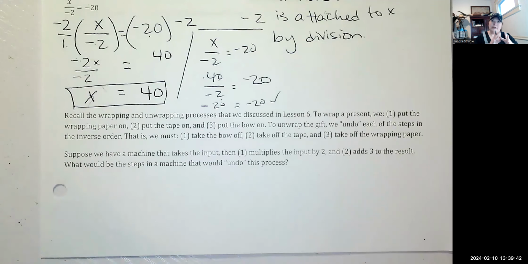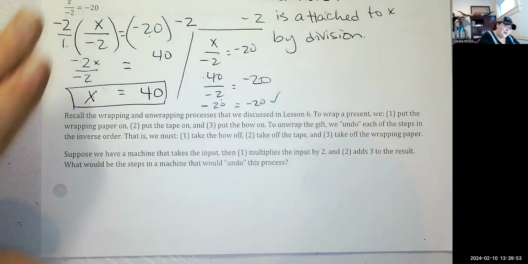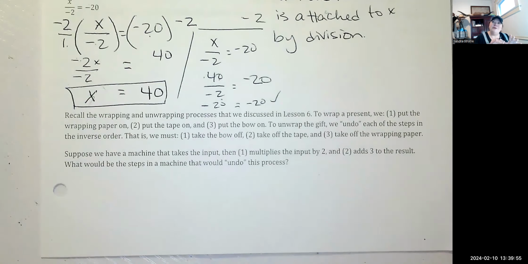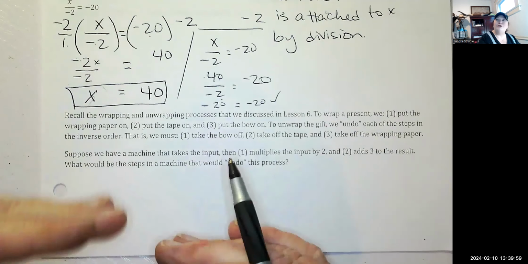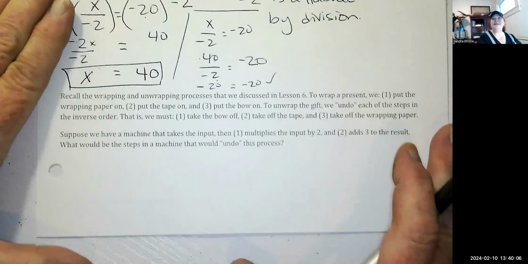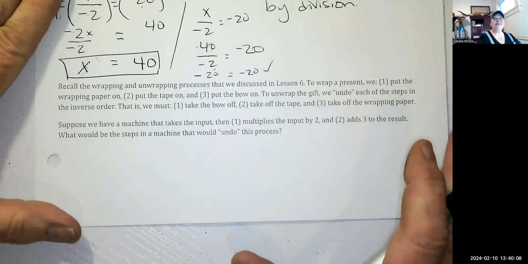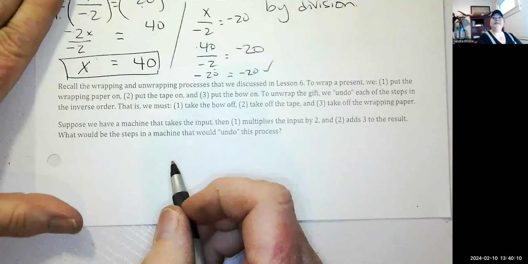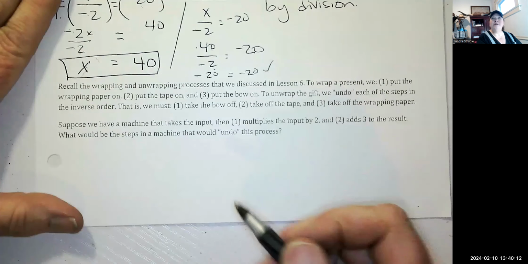Suppose we have a machine that takes the input, then multiplies the input by 2, and then adds 3 to the result. Okay, this I like. This is something that I noticed that y'all struggle with. It's taking the words and putting it in the math language, because the math language is just words. You've never heard me say a math word that's not from the English language. So it's just learning the terms that match the English language.